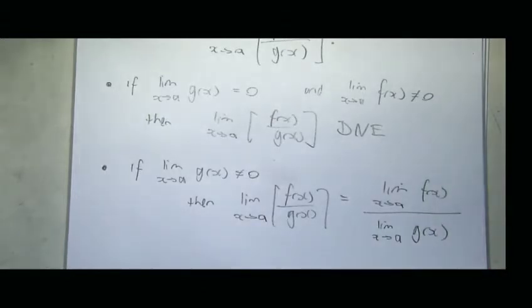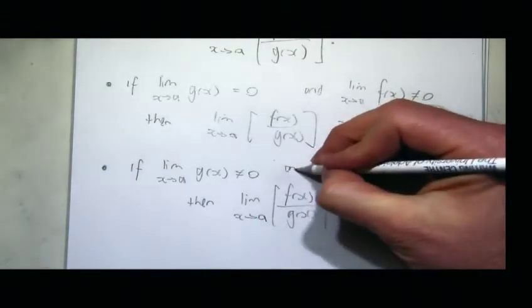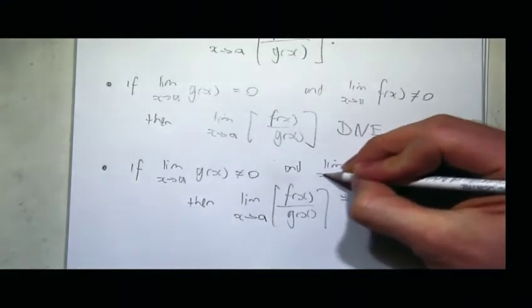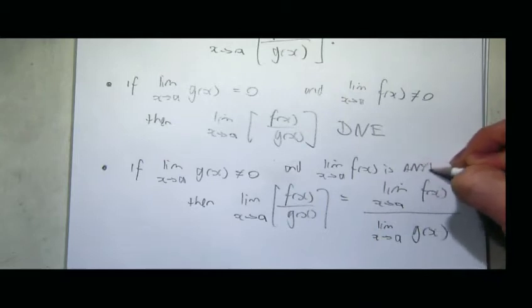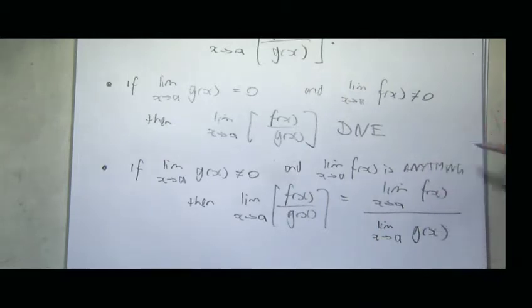Okay, note this includes the situation where the limit of the top is 0. So if the limit of the bottom isn't 0, just do the limit separately and it'll be fine even if the top is 0. And the limit of f of x is anything, including 0, then you can just expand the limit into the division.